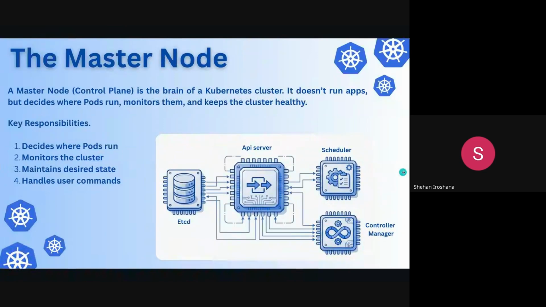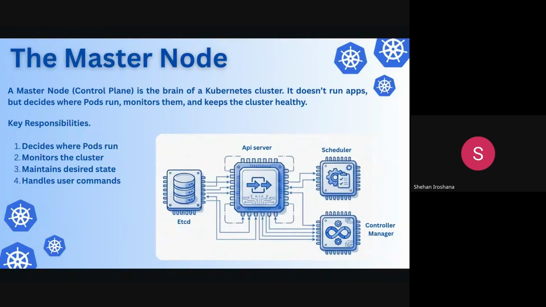Let's look at the master node. This is the master node, also known as the control plane. You can think of it as the brain of the entire cluster. It's actually not running your application; instead, it's making decisions. It decides where code should run, keeps track of what's happening in the cluster, and makes sure everything stays in the state we define.